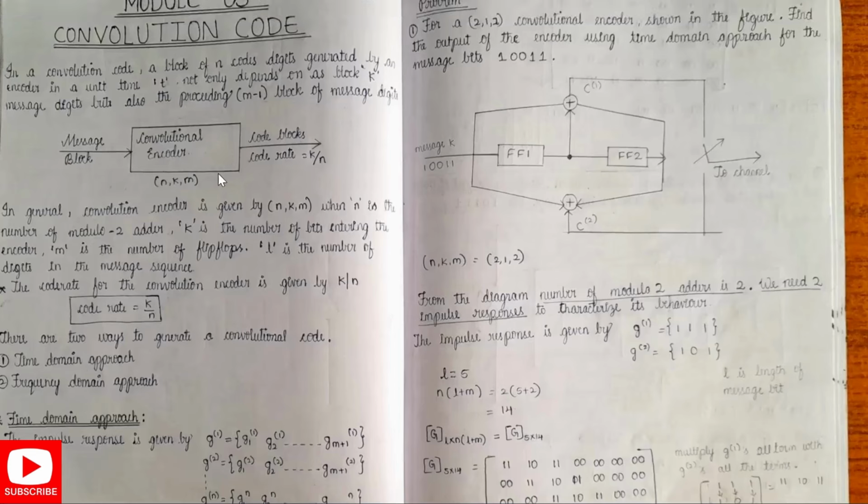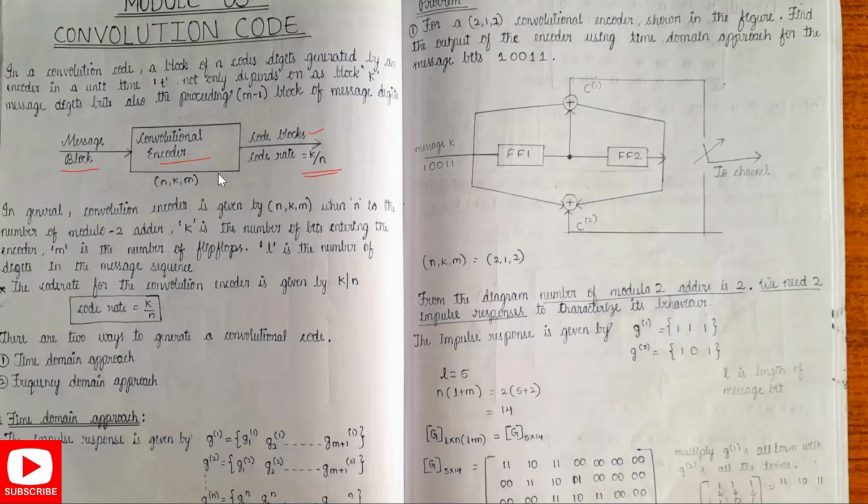Firstly, the convolution code. In a convolution code, a block of n code digits generated by an encoder in a unit time t depends not only on the current block of k message bits but also on the preceding m-1 message blocks. Explaining the theory part: the message block goes into the convolution encoder, which gives out code blocks at a code rate of k by n. In general, the convolution encoder is given by (n, k, m).